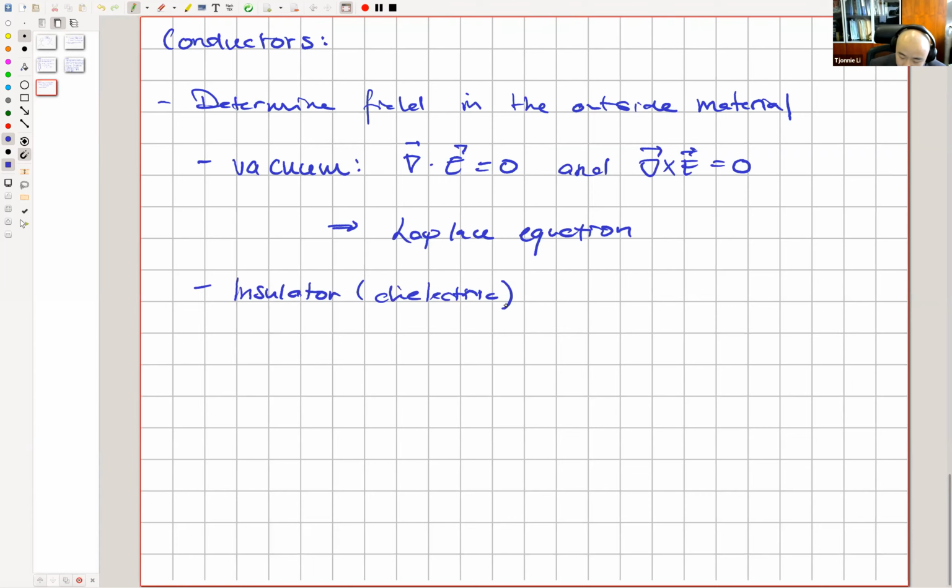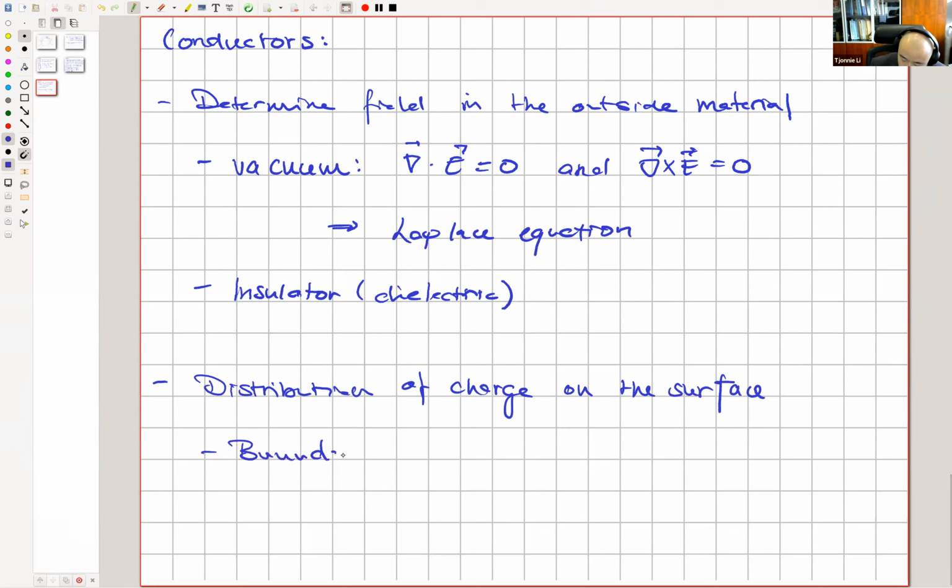Now, of course, the other thing that we may need to calculate is the actual distribution of charge on the surface. And for that, what we do is we look at the boundary conditions. So here we just have to consider the boundary conditions.